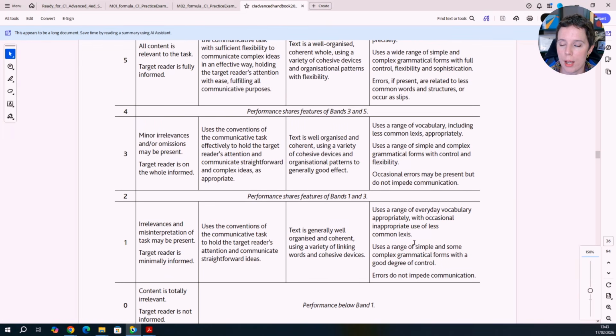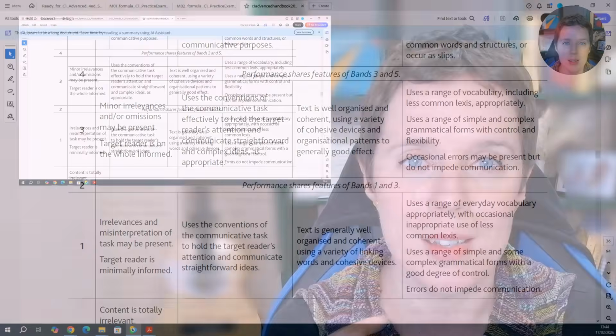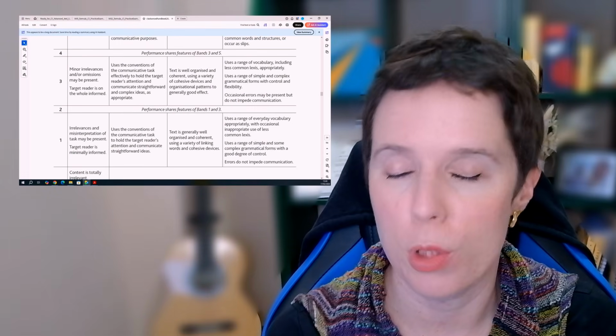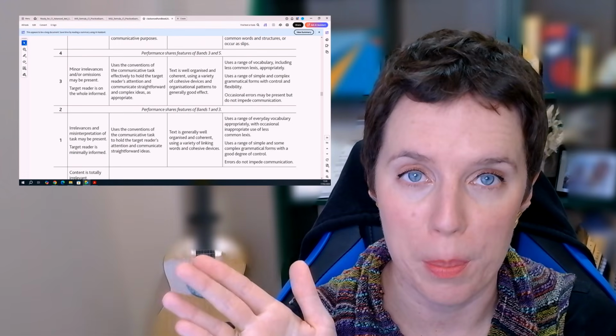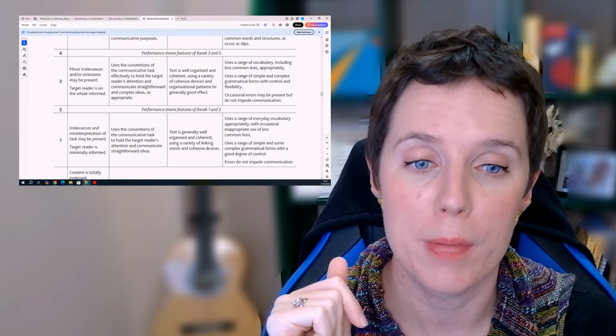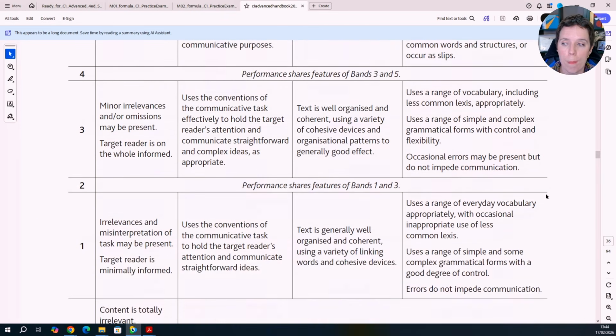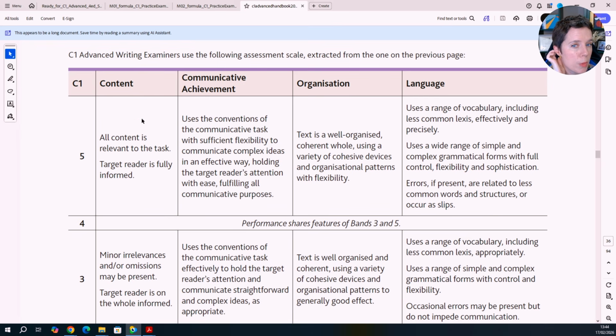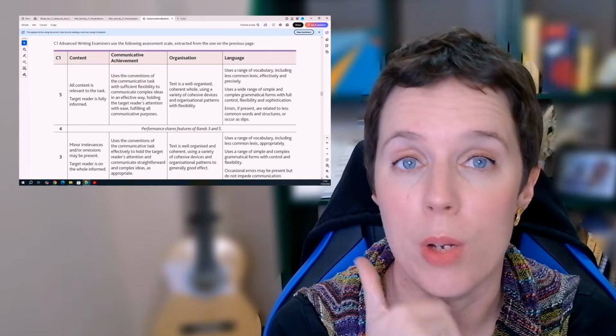So we're going to take a look at band 1 and band 5. So band 1 is the lowest mark. This is not what you want to do. You do not want to be aiming for band 1. You want to be aiming for band 5. But at band 1, so remember your essay is marked out of 4 different criteria. So you've got content, which is basically have you answered the question correctly?